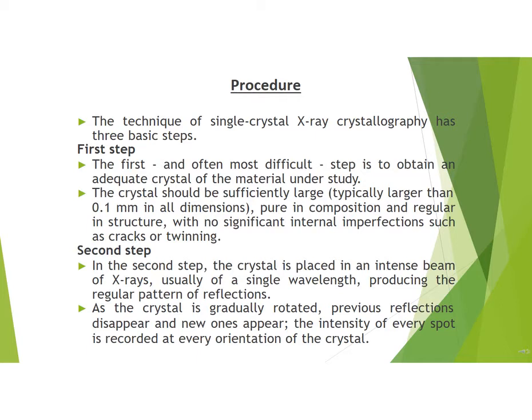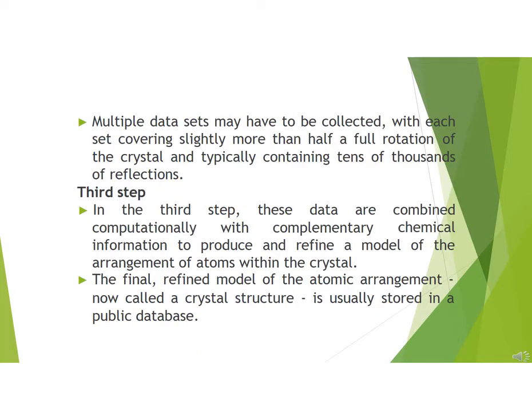The second step is the bombardment of an intense beam of monochromatic X-rays over a crystal to produce a regular pattern of reflections. As the crystal is gradually rotated, the previous reflections disappear and new ones appear, and the intensity of each and every spot is recorded at each orientation of the crystal. Data is collected at each step, and a full rotation of the crystal typically contains tens of thousands of reflections.